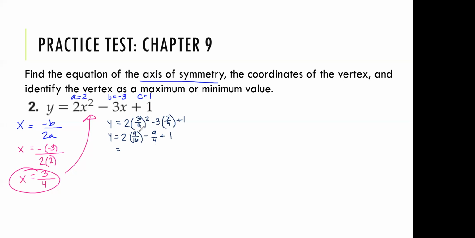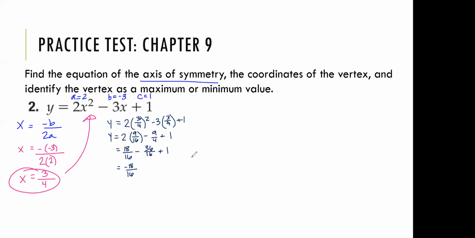So then I'm going to multiply 2 times 9/16ths. Okay, so that's 2 times 9, which is 18, over 16, minus 9/4. But I want my denominators to be the same, right? So I want my denominator to be 16. 4 times 4 is 16, so I'm going to multiply 9 times 4, and that's 36. And then I'm going to add 1. So 18/16ths minus 36/16ths equals negative 18/16ths.